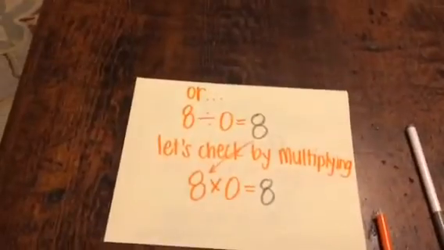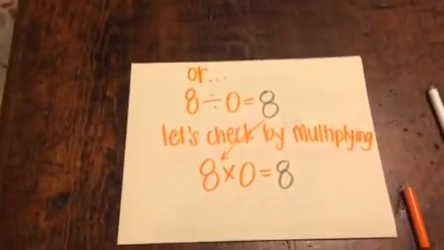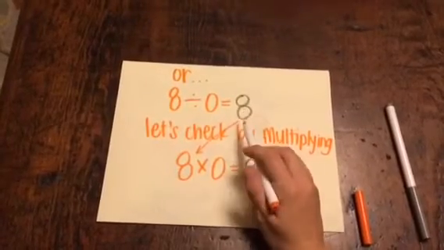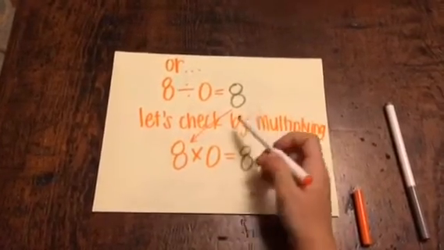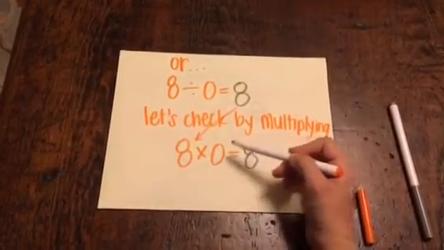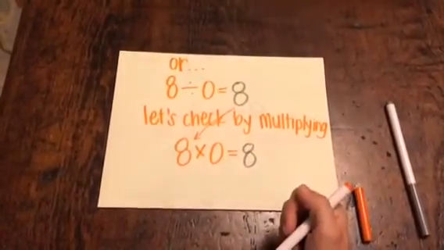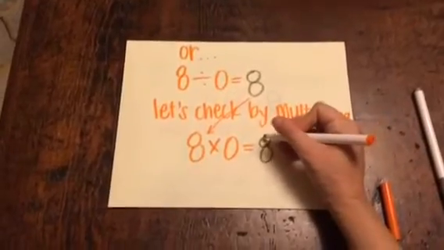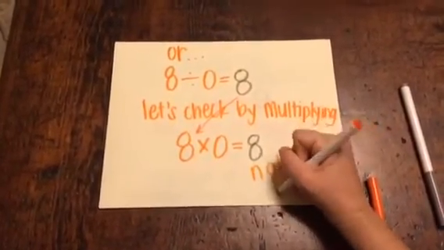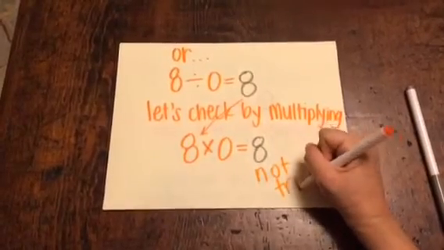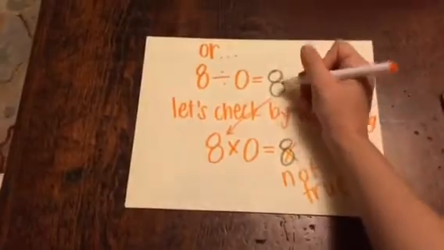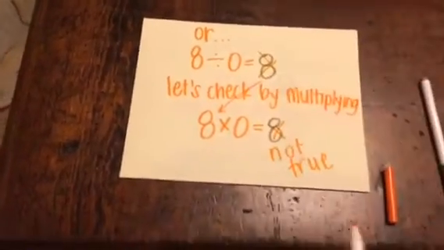What about if we said that 8 divided by 0 is 8? Well, we could check that by multiplying. Take 8, multiply it 0 times, and we get 8. Well, no, that's not true either. Because if we have 8 and we multiply it 0 times, we're going to get 0. So we know that this isn't true, and therefore that is not true either.